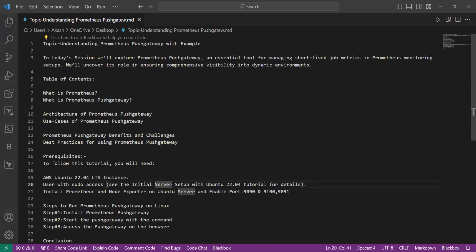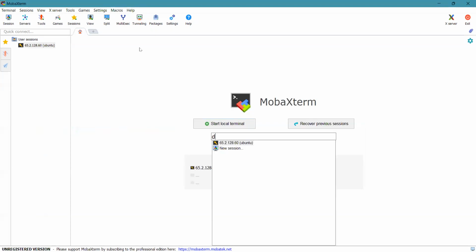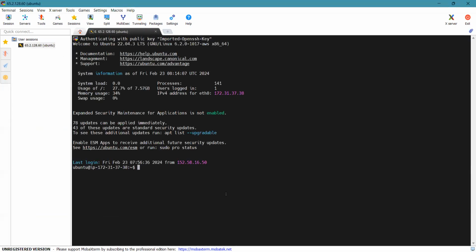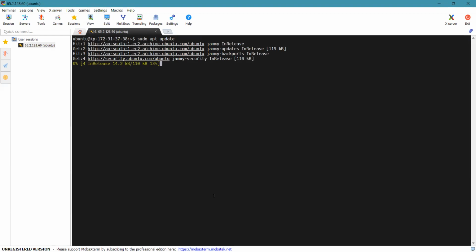Now, as we have learned about the prerequisites, we will move on forward. We will now run the Prometheus Pushgateway on our Ubuntu server. So the first step is to install Prometheus Pushgateway. So let's move on to our server. With the help of the MobaXterm tool, I have connected to my server. So simply clear this, and type sudo apt update, which will update your system.